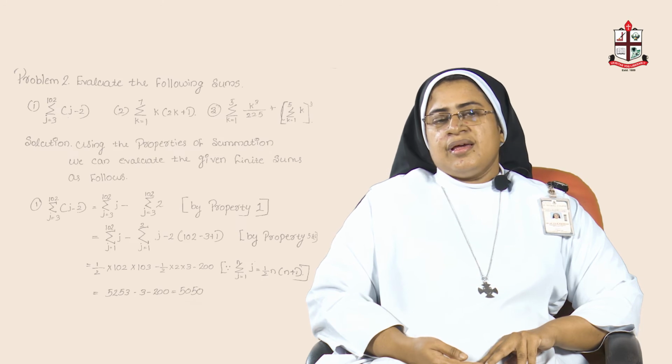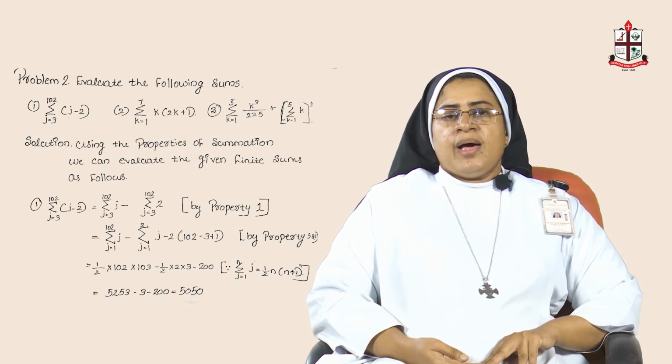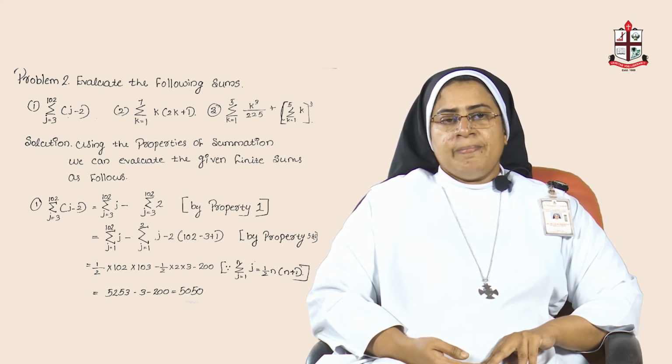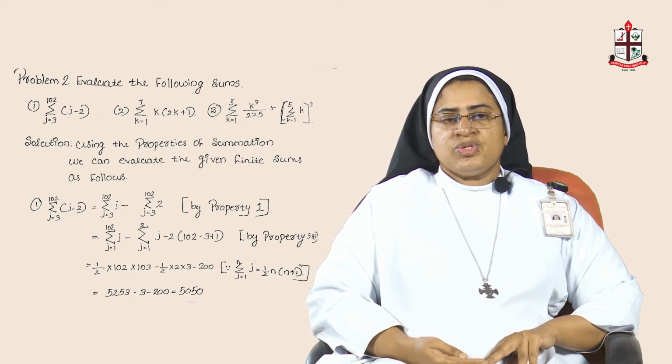So, when we are dealing with such problems, it is easy to find that there are different methods. Now, in the next problem, problem number 2, we are evaluating some sums. The first one is sigma j equals 3 to 102 of (j minus 2). So, we are making use of different properties of summation to do that problem. We can evaluate the finite sum, as here from 3 to 102, by splitting it into 2.